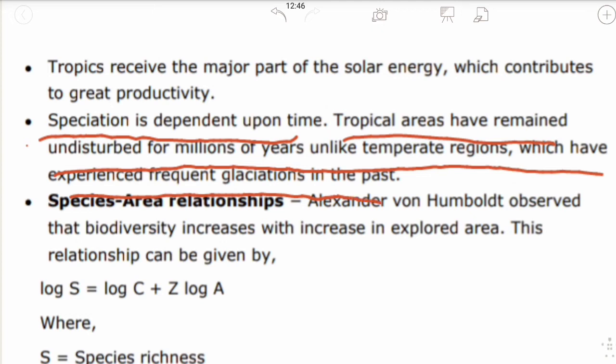Of course, we know that speciation is mainly dependent on time, and tropical areas have good biodiversity. They have not been disturbed for millions of years, whereas temperate regions have experienced a lot of glaciations in the past. Temperate regions were frequently subjected to glaciations, whereas tropical latitudes have remained undisturbed for millions of years, and therefore they have a long evolutionary time of species diversification. Very simple.